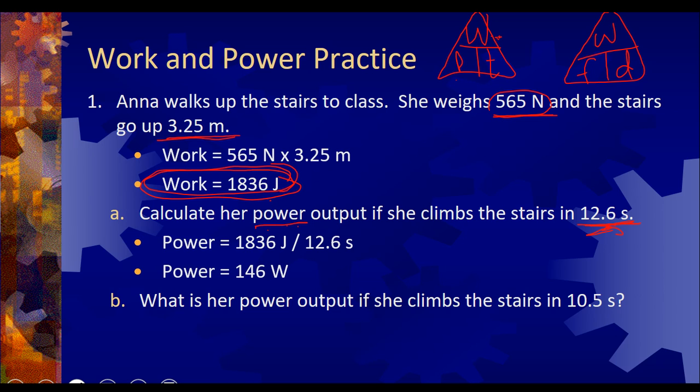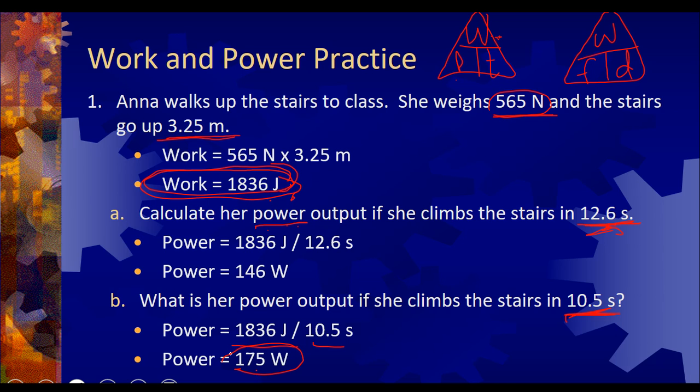Part B says, what is her power output if she climbs the stairs in 10.5 seconds? Maybe she's running now, or maybe she's just going a little bit faster. The work is still the same, so I'm still going to use that same amount of joules. I'm just going to change my time, my denominator. She's still climbing the same set of stairs, it's just her time is a little bit faster. And notice that there is a greater power because she did it in less time. Remember, same work, but less time means more power.